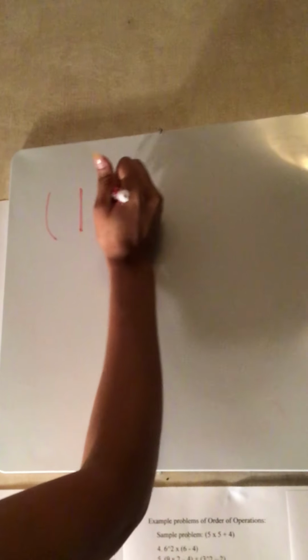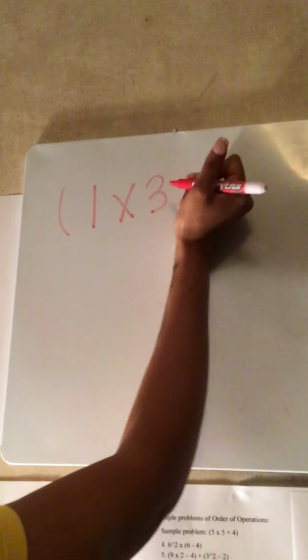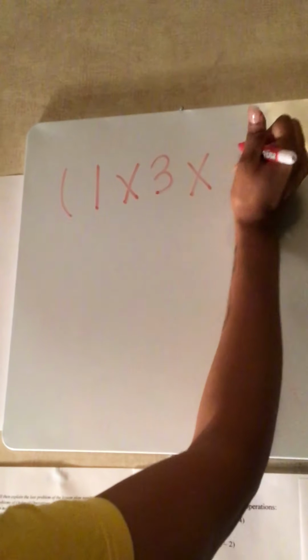Our next problem is open parentheses 1 times 3 times 5, close parentheses. So here we just have multiplication inside of parentheses, and we know we must perform any operation within the parentheses. Our whole problem is inside the parentheses, so we know we're going to work inside our parentheses. The next step is exponent. We have no exponent.